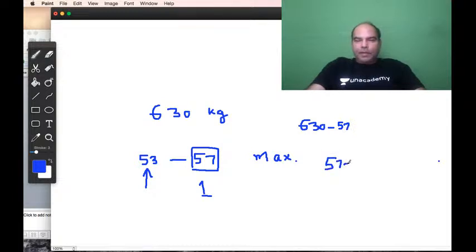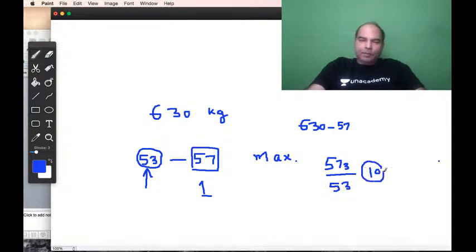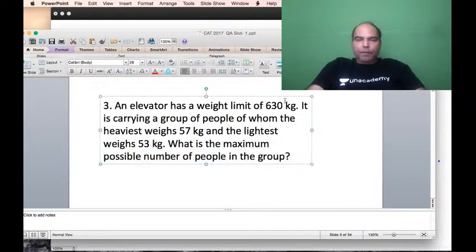So this 573 kgs has to be filled with 53 kg people. And when you do that, 573 by 53, you will see that 10 more people can join. The capacity is 10, you can't put an 11th person. Okay? So that means 10 people of 53 kgs and 1 person of 57 kgs. This will be the maximum number of people you can fit into the lift while obeying the constraint of the weight limit of 630 kgs. So the correct answer to this question is going to be 11.